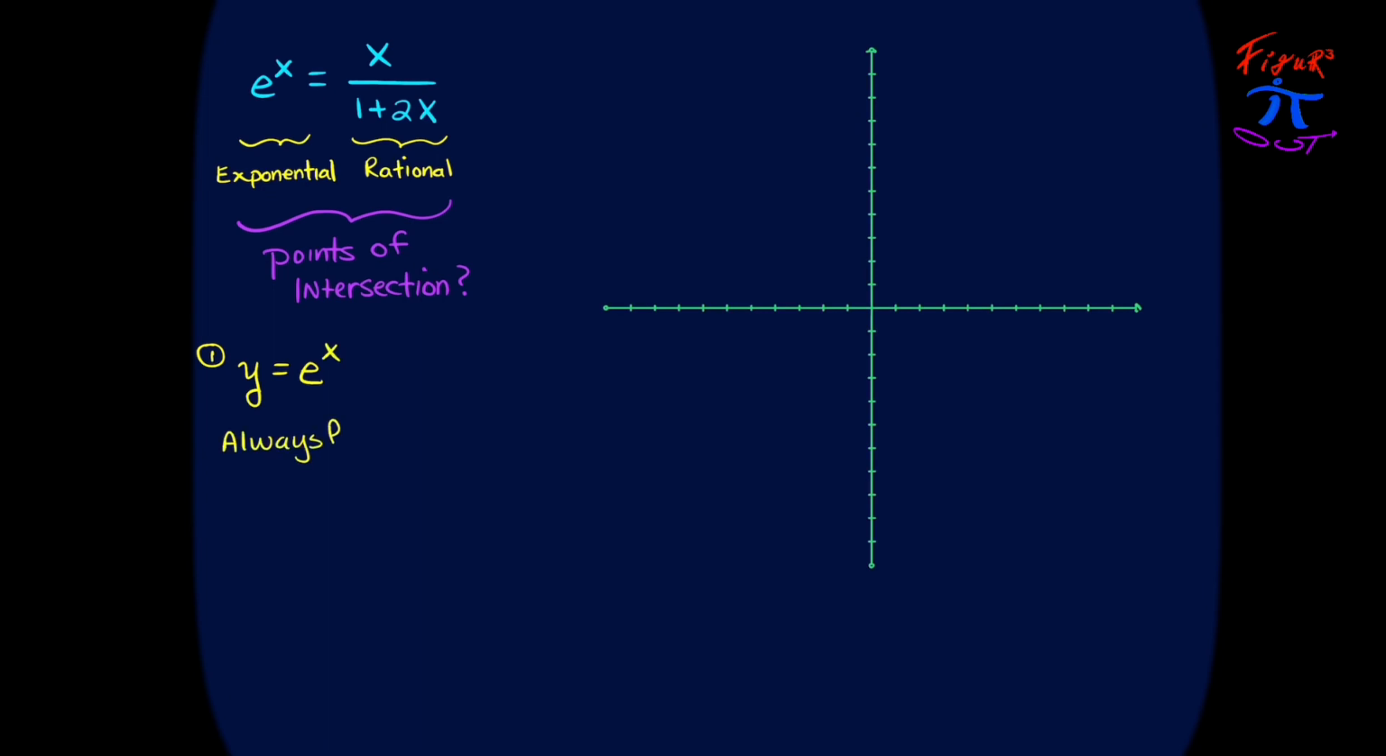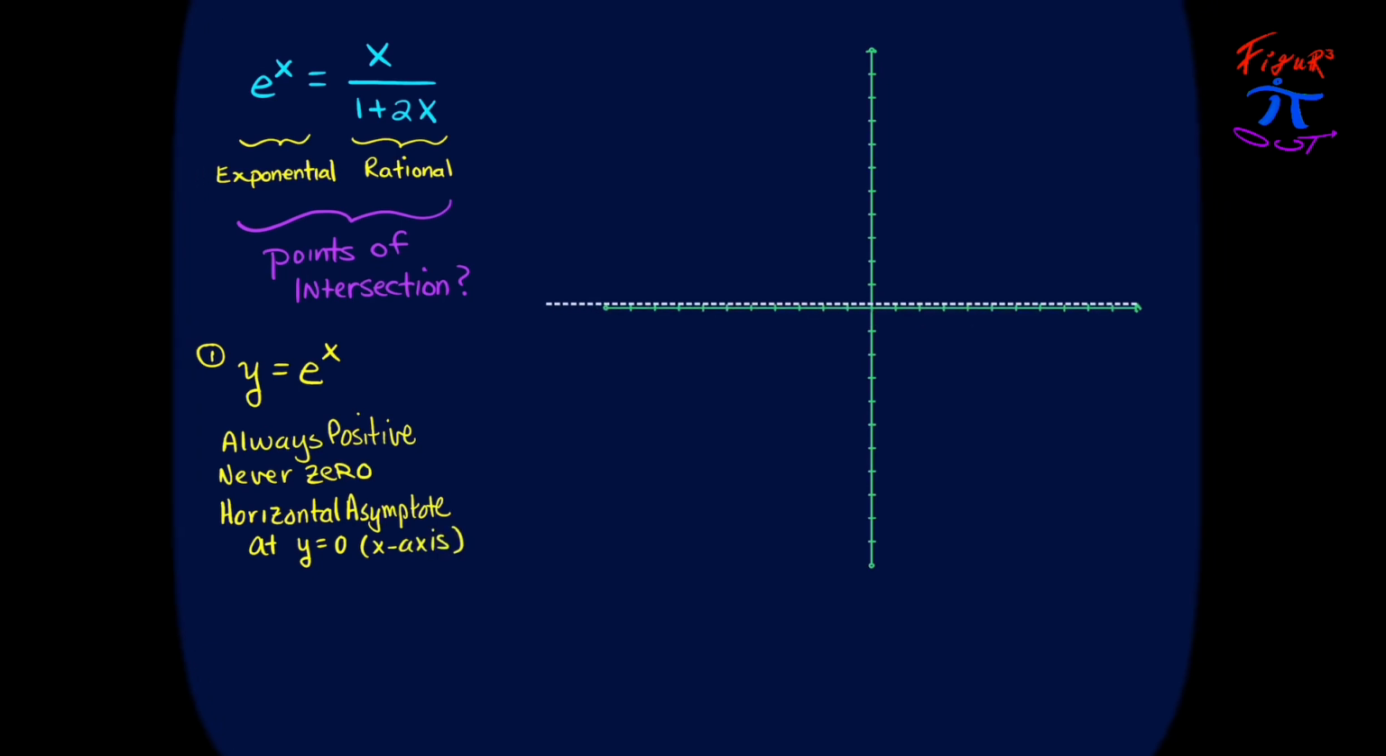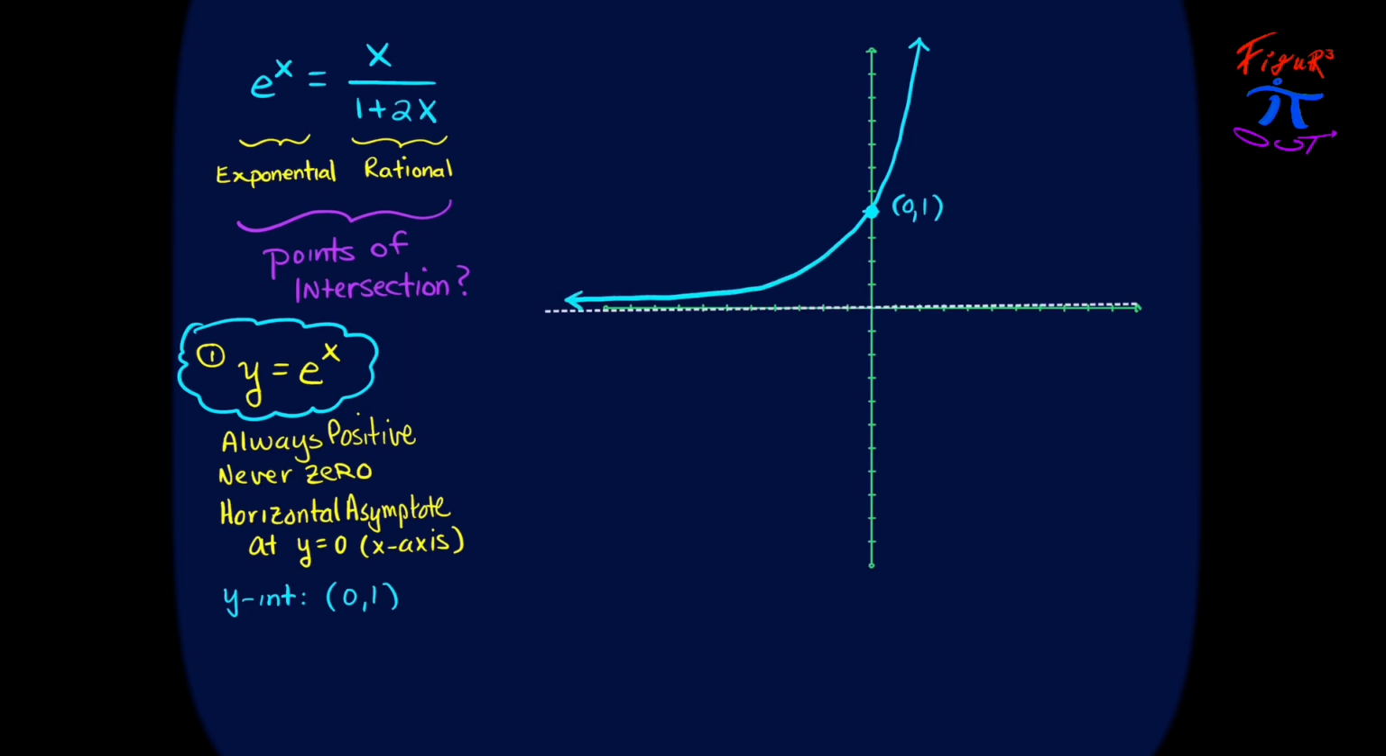So let's graph first y equals e to the x, which is always positive. It's never equal to 0, and therefore there's a horizontal asymptote at the x-axis, at y equals 0. Now y equals e to the x will have a vertical or y-intercept of (0, 1), and we'll sketch the curve of e to the x in there.